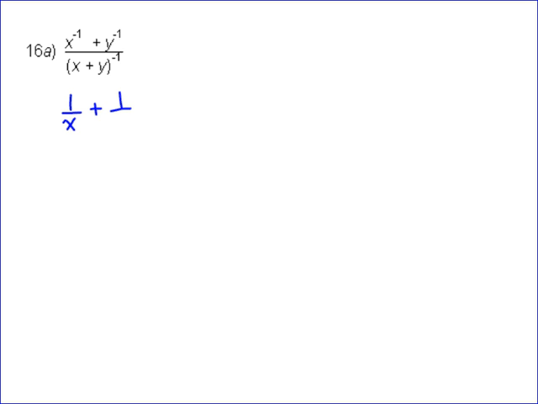y's. So it's going to be 1 over y. And then that's going to be all over, well, x plus y to the -1 is just going to be 1 over x plus y. Okay, so now we have a complex fraction.